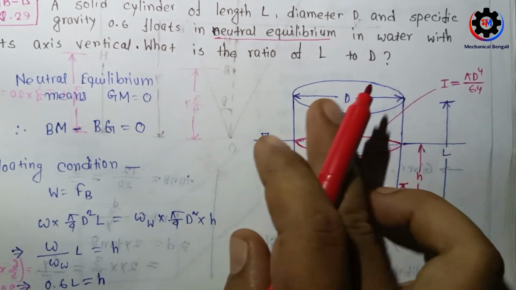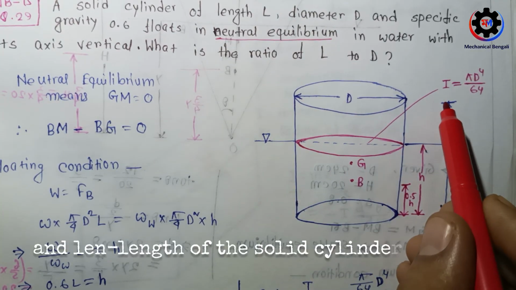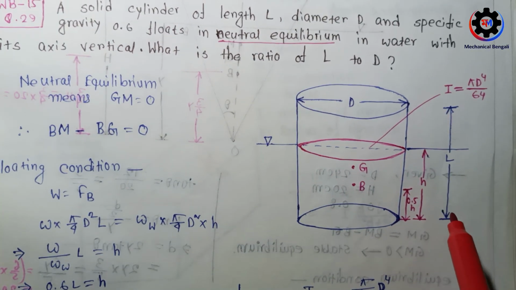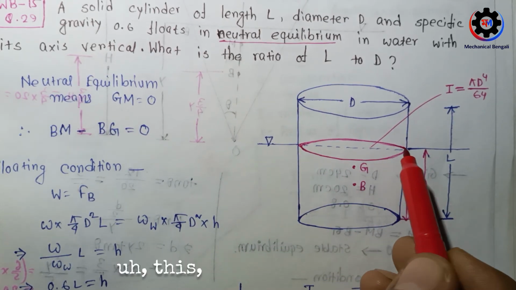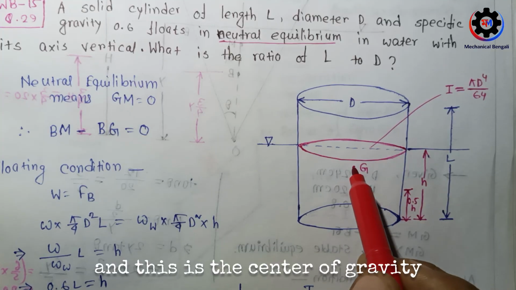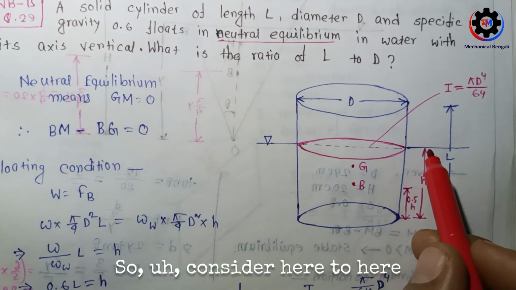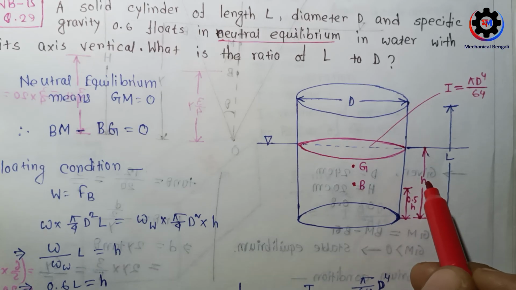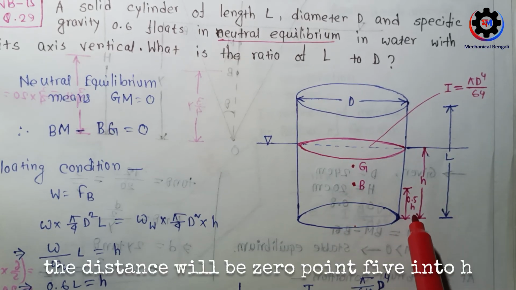So consider this is the solid cylinder here, the diameter of the solid cylinder is D, and the length of the solid cylinder is L. Now the fluid is there, and this is the free surface here, this is the center of gravity, and this is the center of buoyancy. Consider from here to here the distance is h. So from here to here, the distance will be 0.5 h.